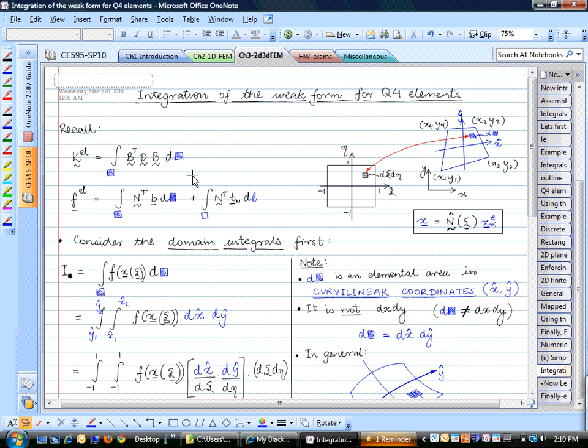So we now know how to calculate this entire term. That is, we know how to calculate k element and the body force part of our force. What remains now is to calculate these boundary integrals. So let's take a look at that.